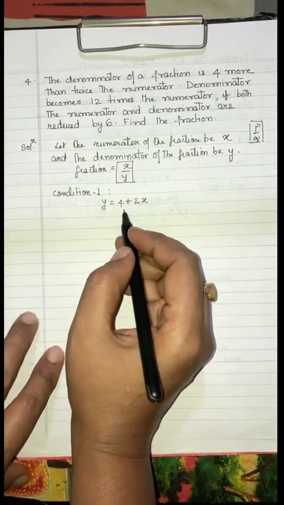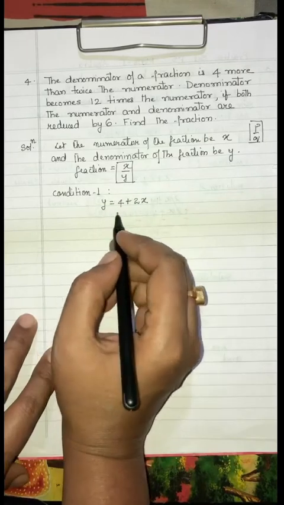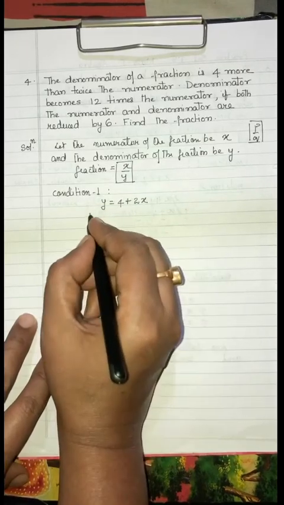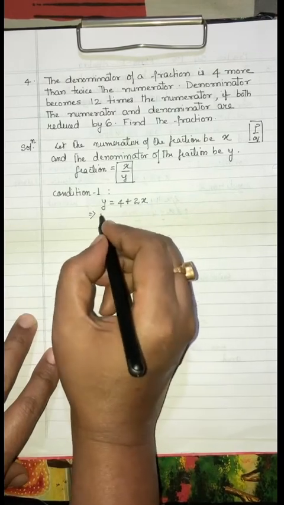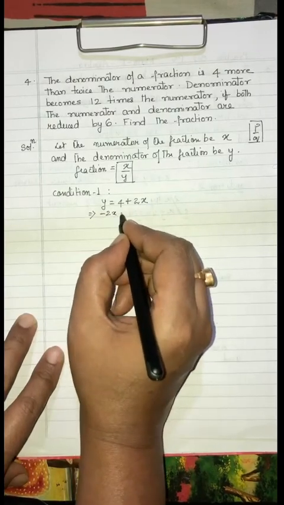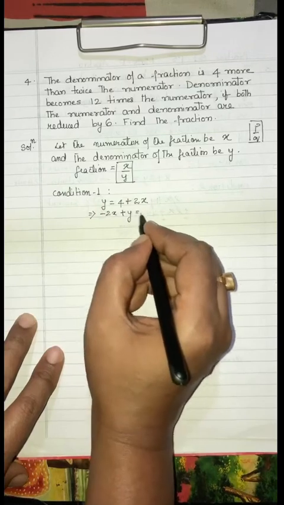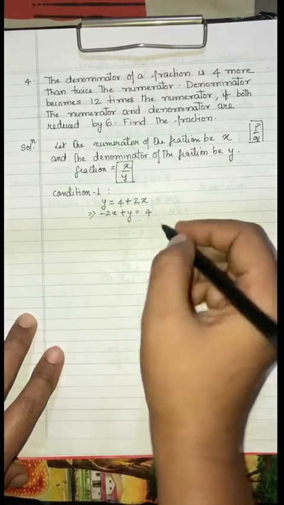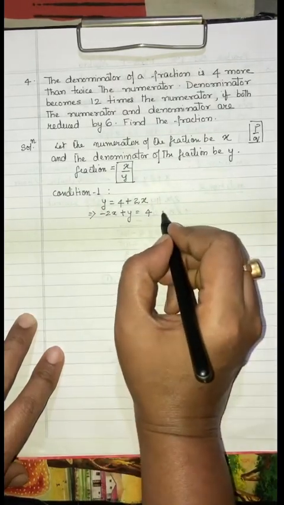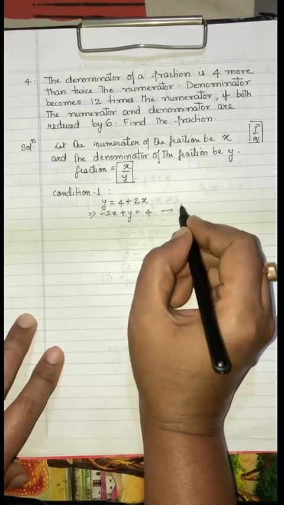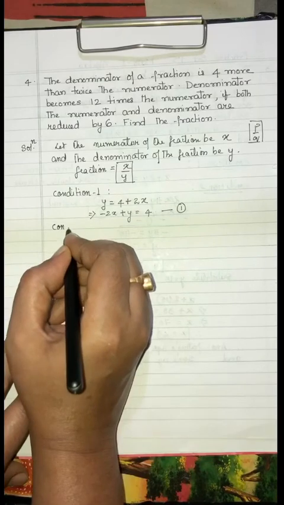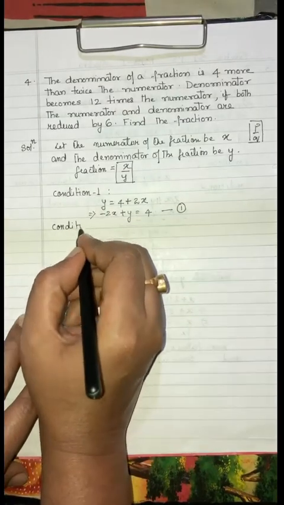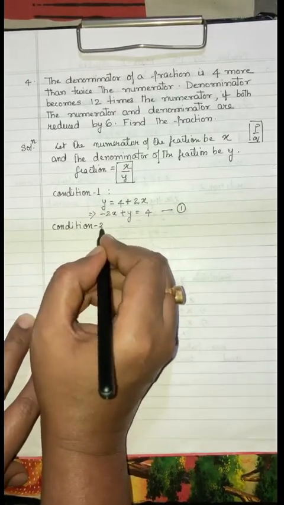This is a condition. Let us rearrange it, children. How do you rearrange? Bring the 2x to the left hand side, becomes negative, minus 2x plus y is equal to 4. Now this is condition 1, taken as one equation. Fine. Now let us see one more condition what is given. Let us see the question again.